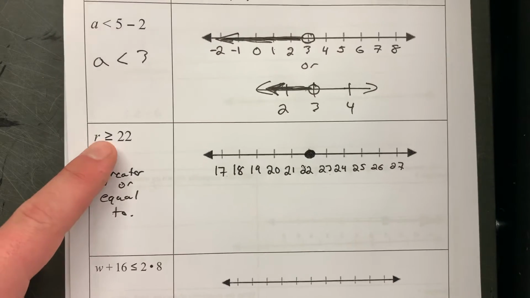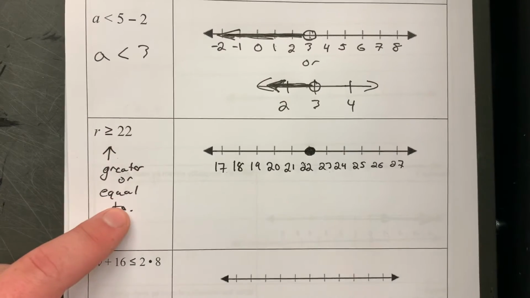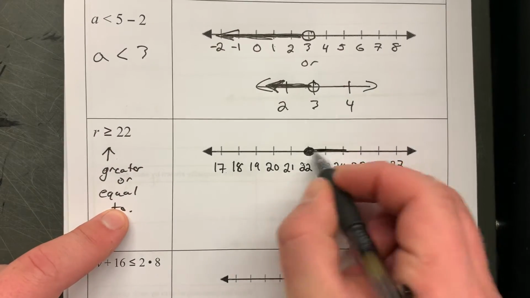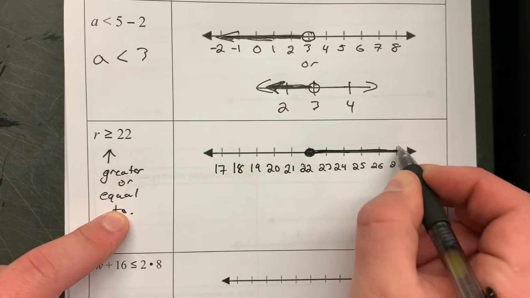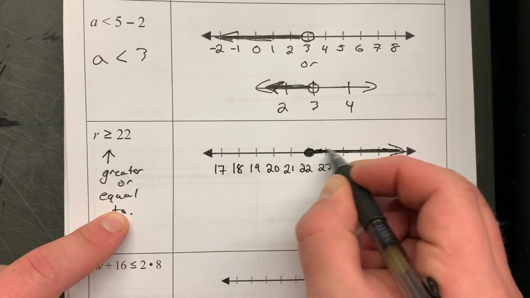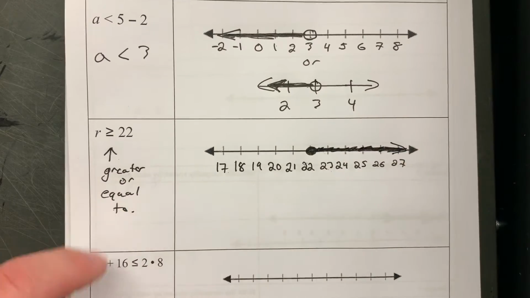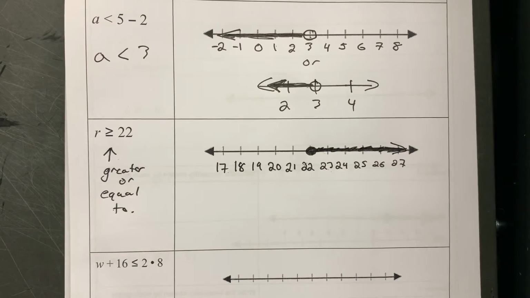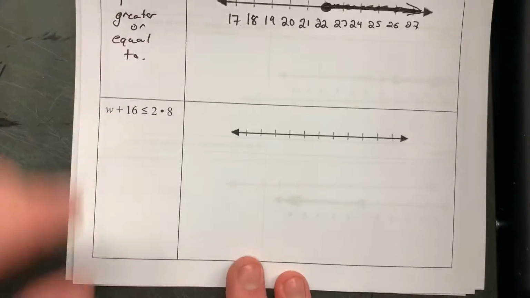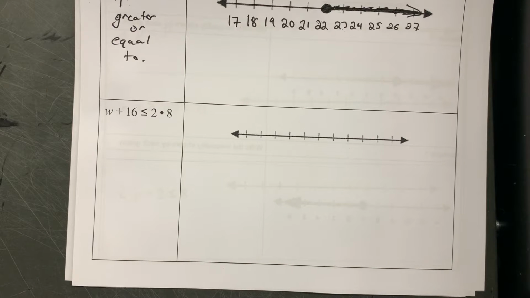R is greater than or equal to 22. So that means it's bigger or equal to, so I'm going to draw my arrow up. You can also go like this if you're struggling to see it. Kind of shows you a little bit that way. Okay. We go down to our next part of our example.